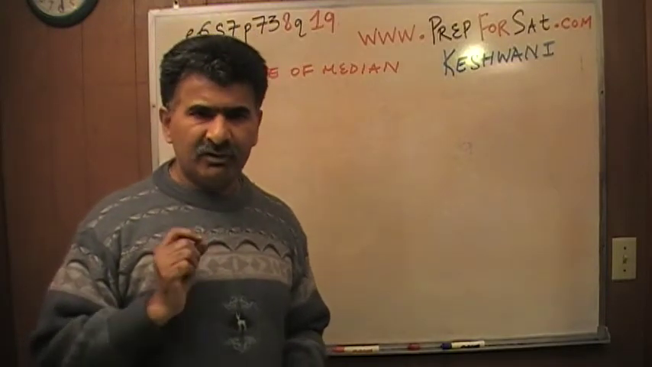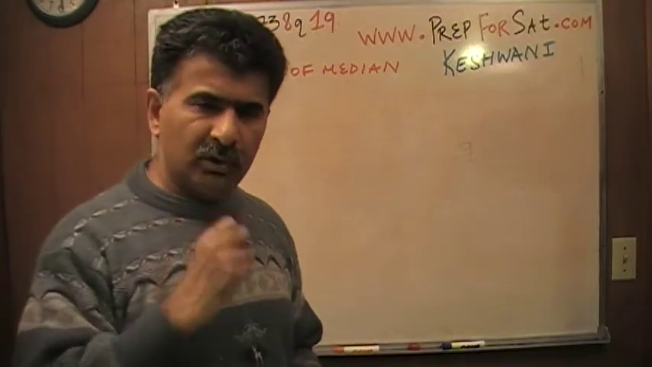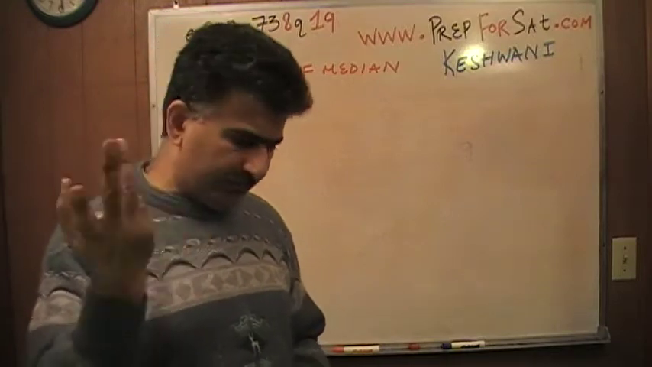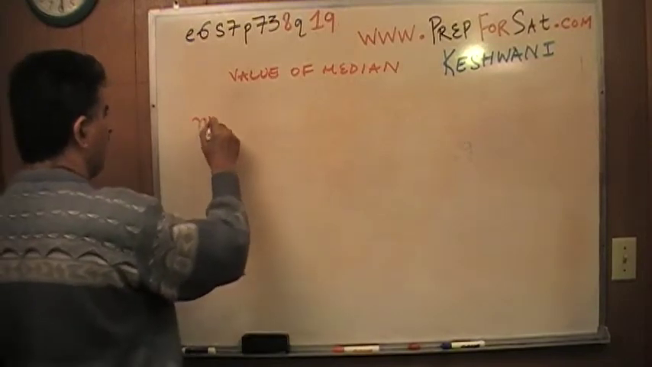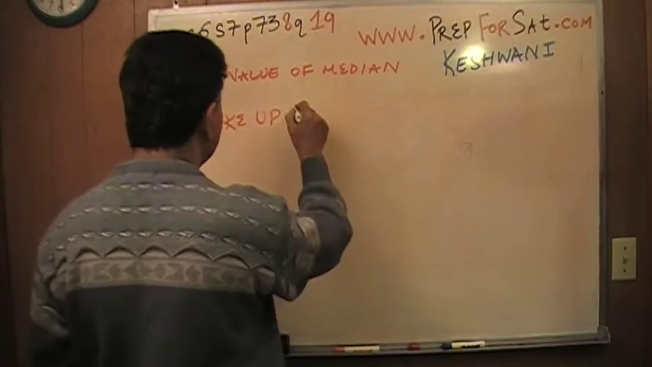When one is dealing with the concept of median, what is the minimum number of numbers that you need? Will simply 2 numbers suffice? No. I need at least 3 to talk about the middle part. So I'm just going to make up 3 numbers. Just make up 3 numbers, not 11 numbers.